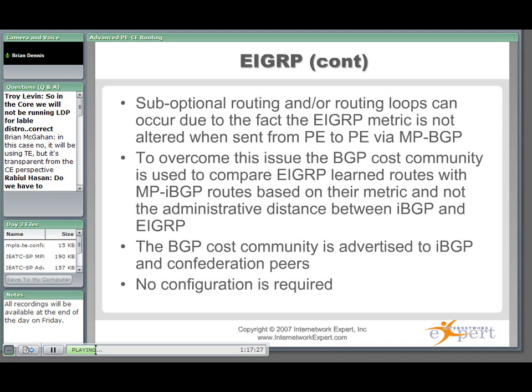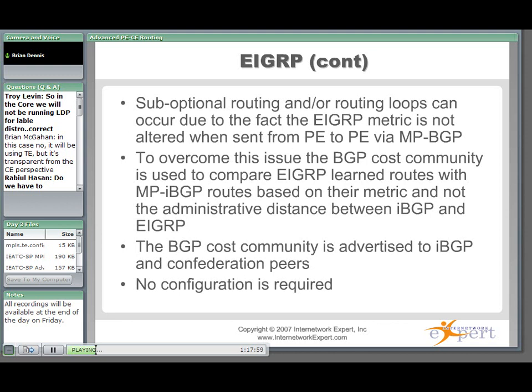All right. Let's look at, real quick, I wanted to mention the BGP cost community. Basically, what it's allowing us to do is allowing the PE routers to compare. I mean, let's step back for a second without the cost community. Let's look at a network diagram, and let's see what happens normally for routes with EIGRP. Let me clear this off here.